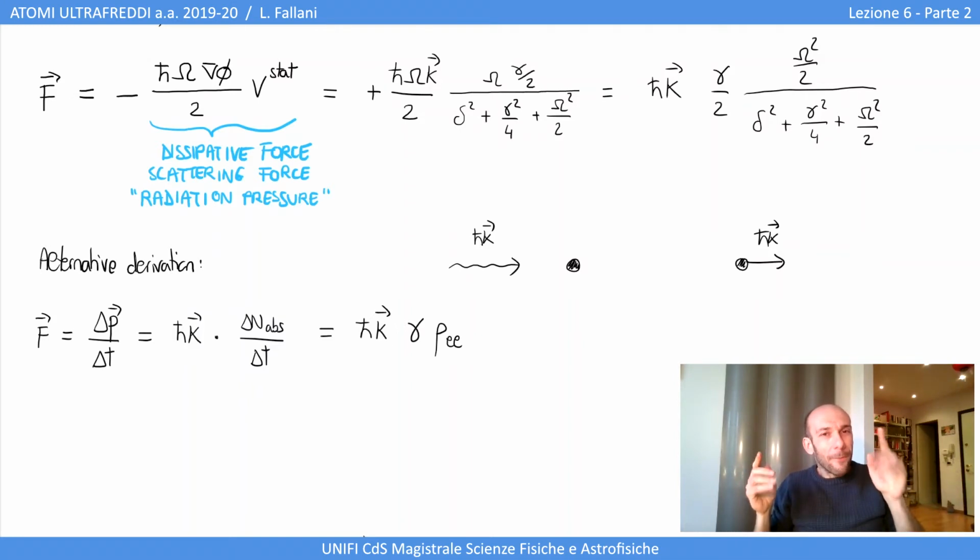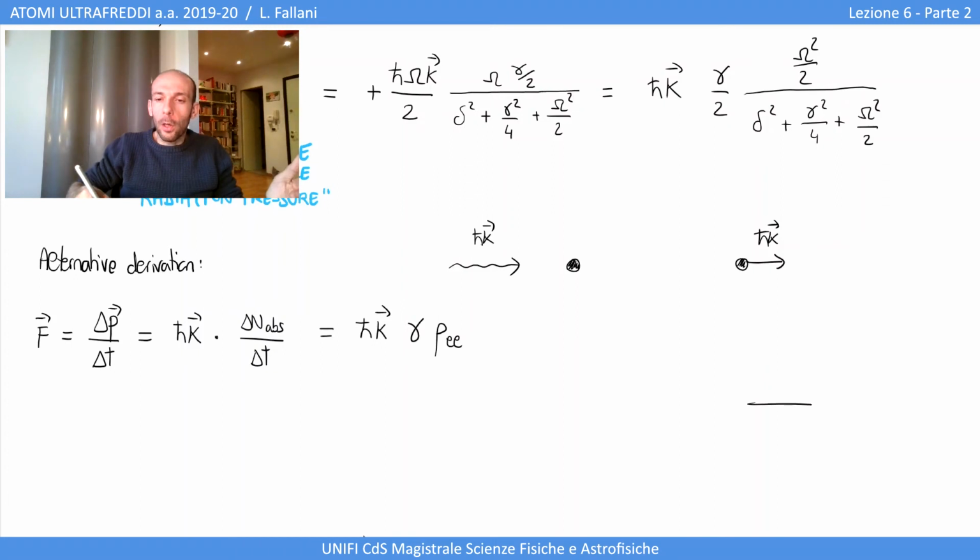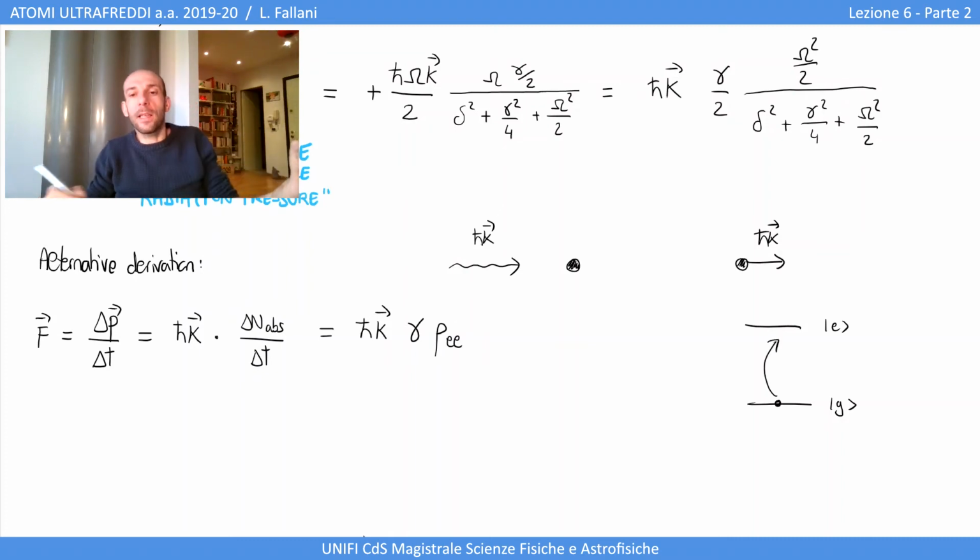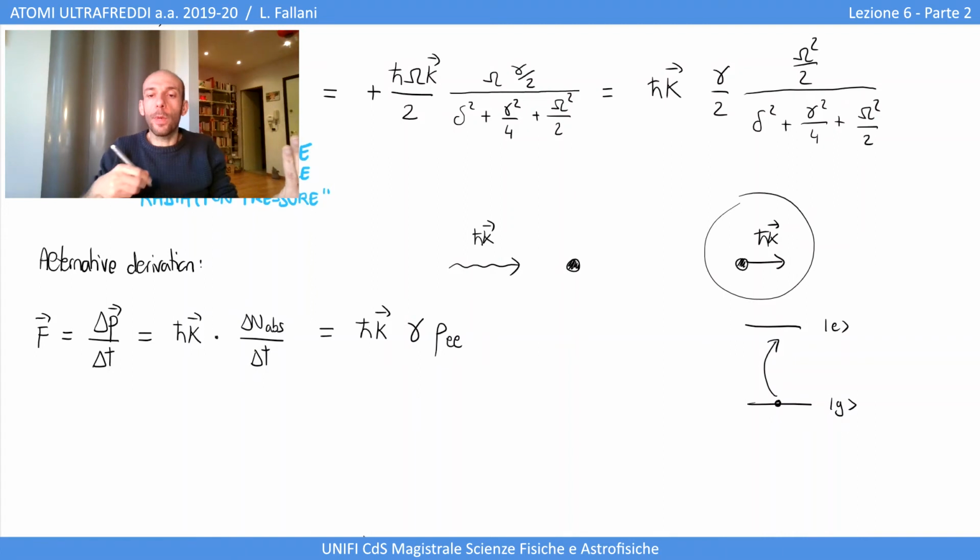So this can be counterintuitive. Why is the number of absorbed photons connected to the population of the excited state? One could think that the probability of absorption should be connected with the population of the lower state, because, of course, only if the atom is in the ground state can it absorb photons and go to the excited state and gain this momentum h bar k.